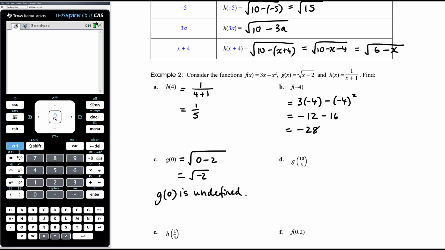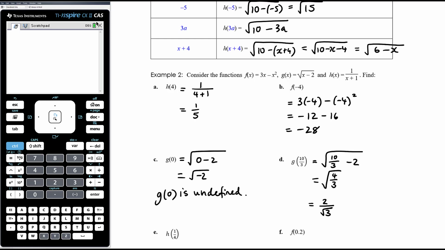G of 10 on 3, replacing x in g of x with 10 on 3. 10 on 3 minus 2. 2 is 6 thirds. 10 thirds minus 6 thirds is 4 thirds. Square root of 4 thirds. Please be careful how you write your square roots. Okay? Don't be ambiguous about whether the whole fraction's under the square root, whether it's just the numerator. Be clear about what's happening. Given that 4 is a square number, I would probably simplify that. It's the same as root 4 over root 3, so that's 2 over root 3.